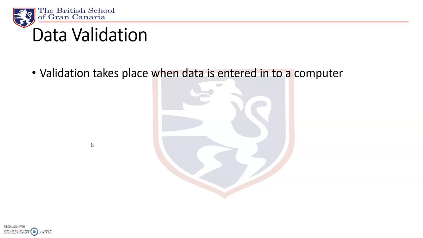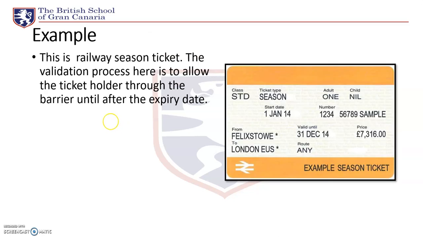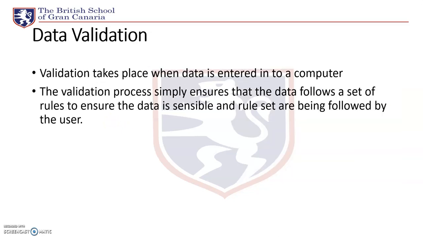So data validation takes place when data is entered into a computer. The data validation process simply ensures that the data follows a set of rules and that the data is sensible, and that the rules set are being followed by the user. So what data validation doesn't do is check whether the data is correct or not. But what it does is follow a set of rules.